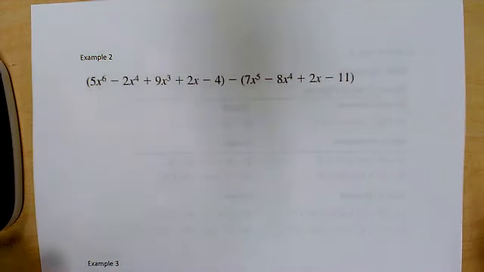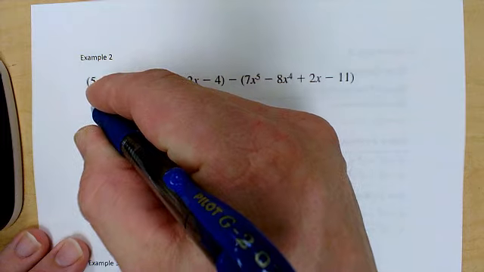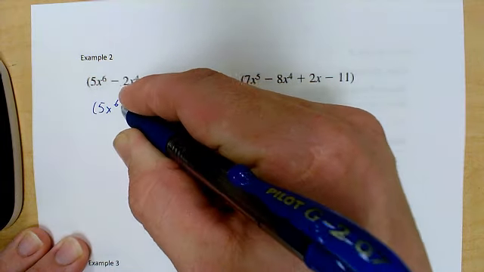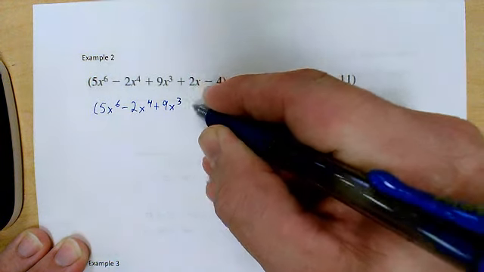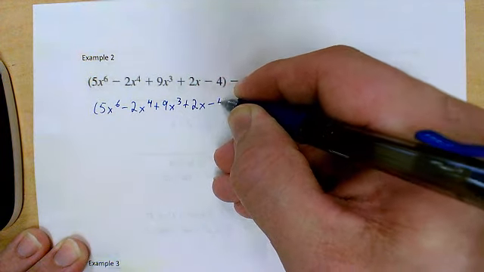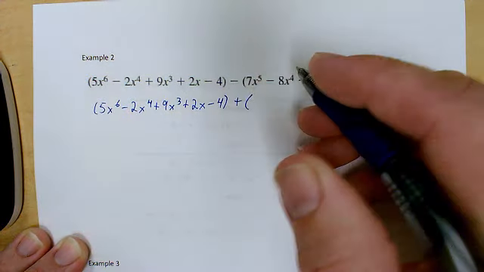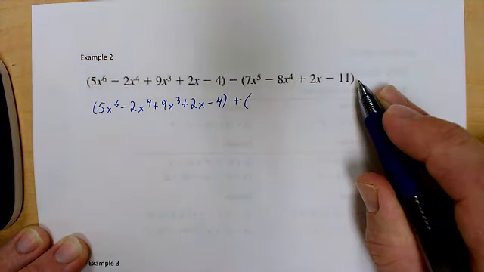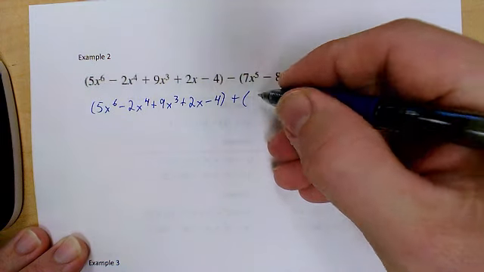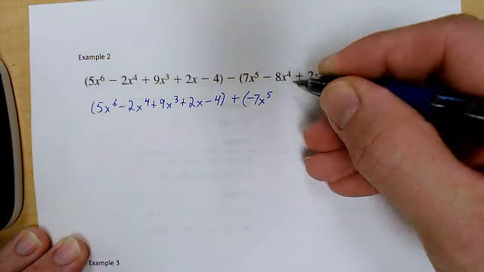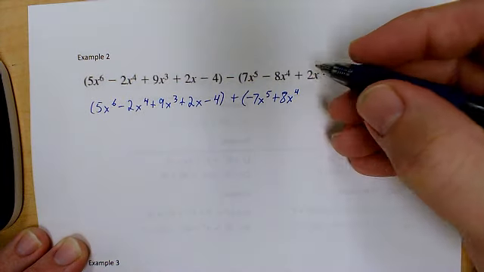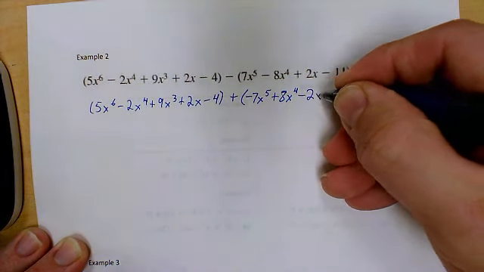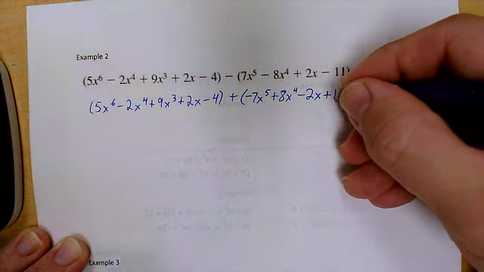What I usually suggest doing is changing any subtraction problem to an addition problem. So I would have 5x to the 6th minus 2x to the 4th plus 9x cubed plus 2x minus 4 being added to, now I will just negate every value. I'm distributing negative 1 here. So negative 7x to the 5th plus 8x to the 4th, because negative 1 times negative 8 would be positive, minus 2x, and plus 11.